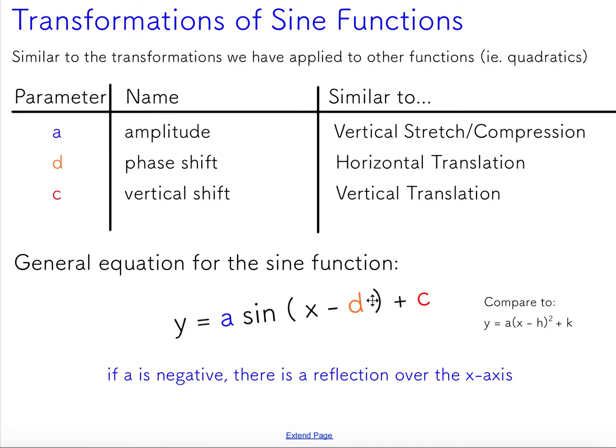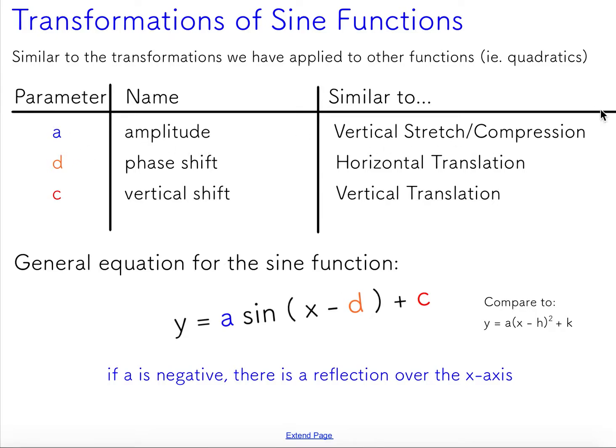So what I want you to do is take a look at this general equation here and compare this to the general equation for a parabola in vertex form. The transformations are very similar. We're just taking them and applying them to sine functions. So the first one is this a parameter. This is what's called the amplitude.